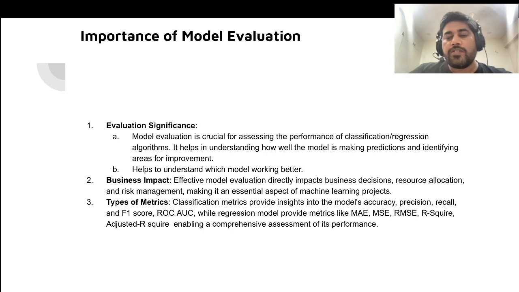So this helps us understand more about the performance of the model, and evaluation of the model has a direct impact on business decisions, resource allocation, and risk management. Some models may be biased, and we can also check that.